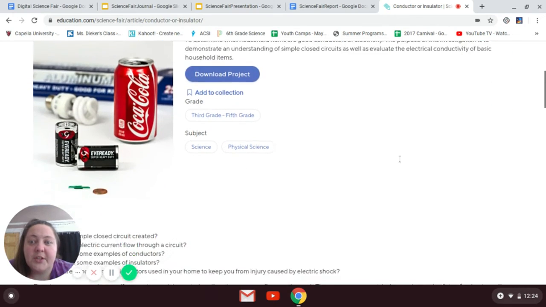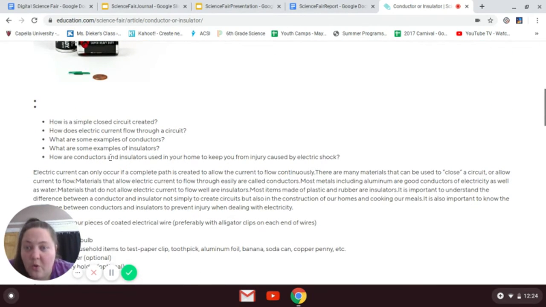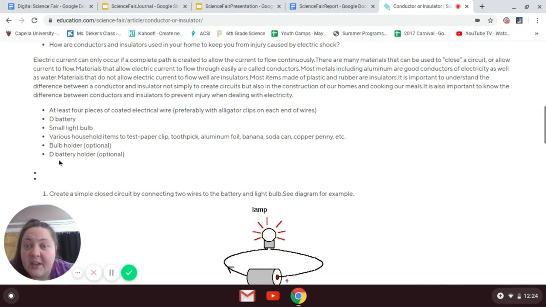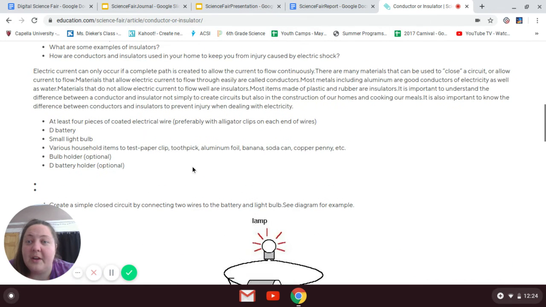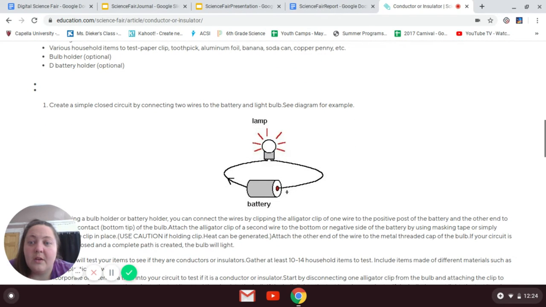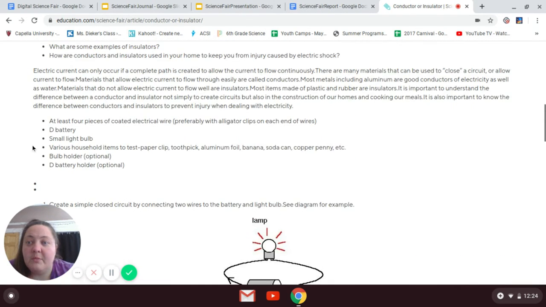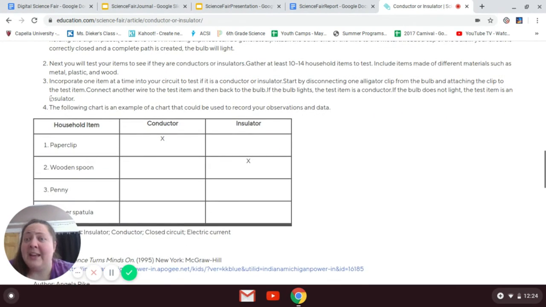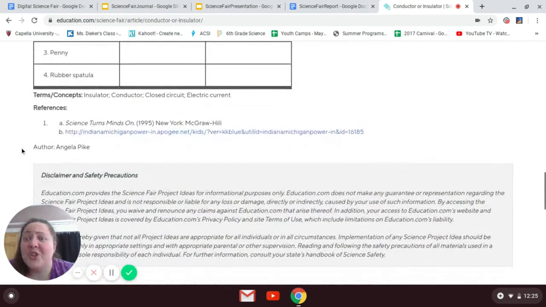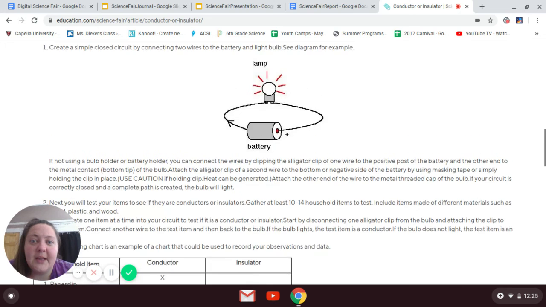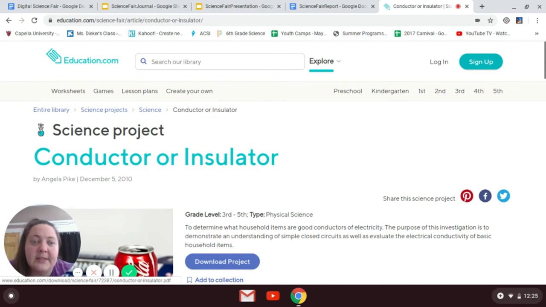but then it gives you some great questions, a little bit of items that you need, and look, it says you need a D battery. So if you don't have a D battery, maybe it won't work, so make sure you look at your materials and make sure you have what you need, all right? And then it tells you even how to do it. And it gives you an idea of how you can put your chart together and some references. Oh my goodness. It's setting you up for success right here. Yes, it is. All right.